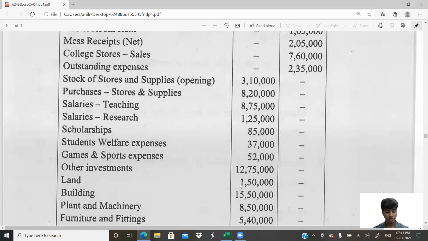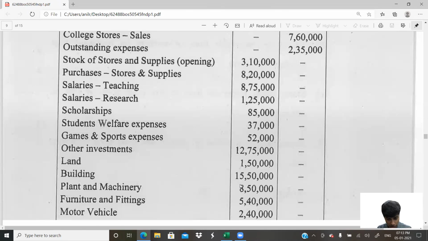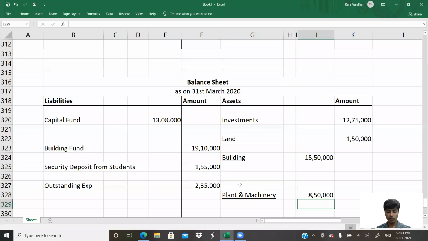The value of plant and machinery? Plant and machinery is 8,50,000. Sir, depreciation adjustment. That's what I'm telling you. Chill. Whenever you're doing the trial balance, do trial balance. We're going in one order of solving the question. Once we finish the trial balance, then we'll go to adjustments. 8,50,000 done. Furniture and fittings, 5,40,000.